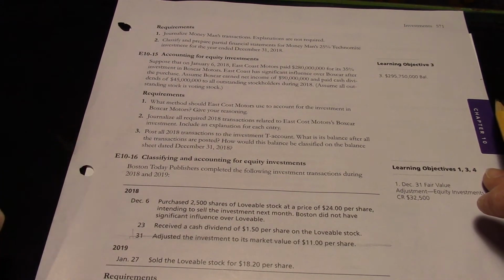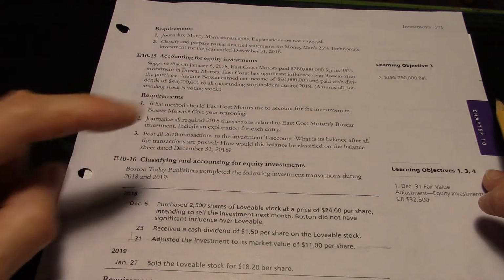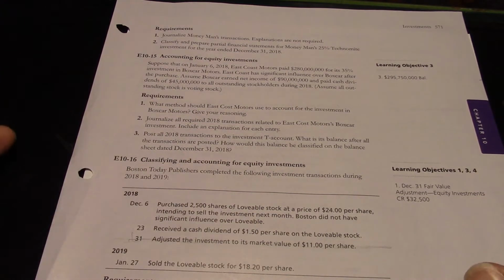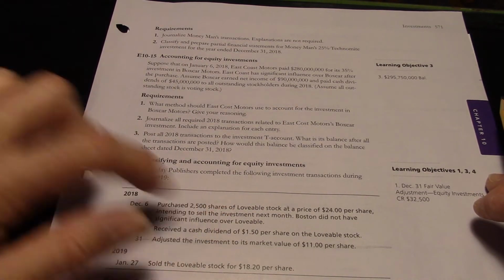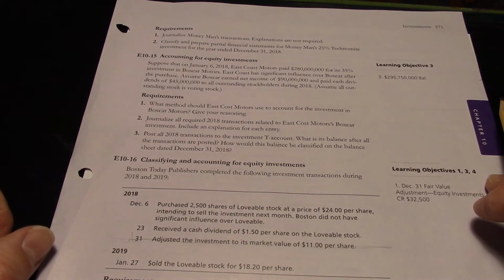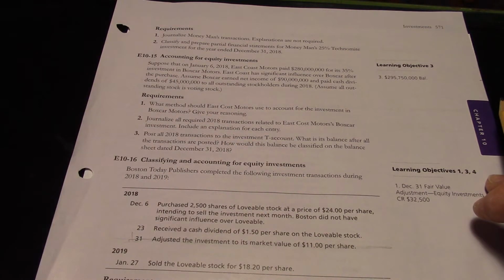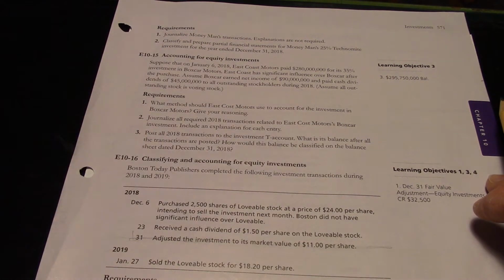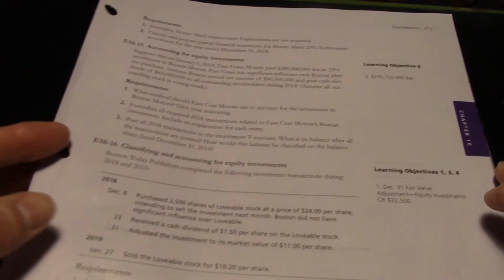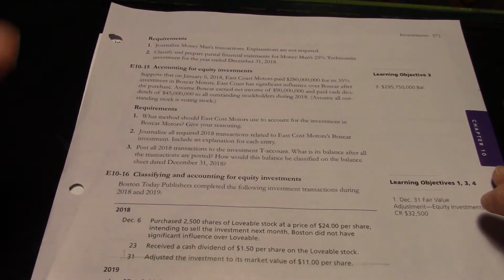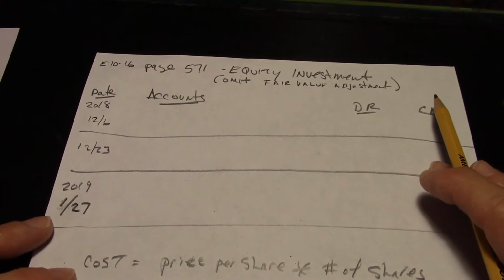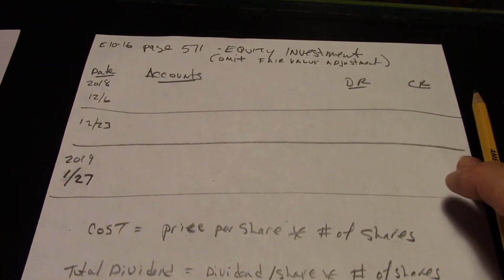So in this problem, Boston Today Publishers purchases some stock in another company called Lovable. And so shares, that's the shares of stock. So they purchased 2,500 and the price is $24 per share. We're not too worried about this intention to sell. We're going to classify all our assets as just equity investments and not worry about adjusting the fair market values. All right, so this has no fair market value adjustments. We're not taking that into consideration in this class.